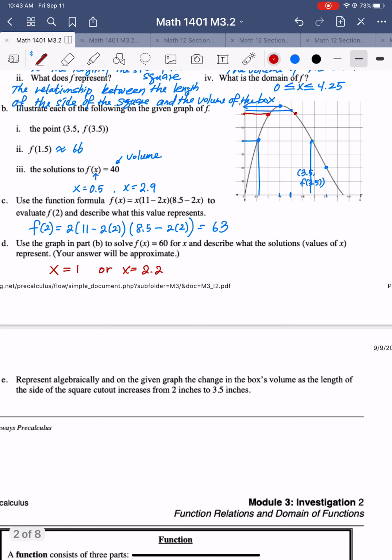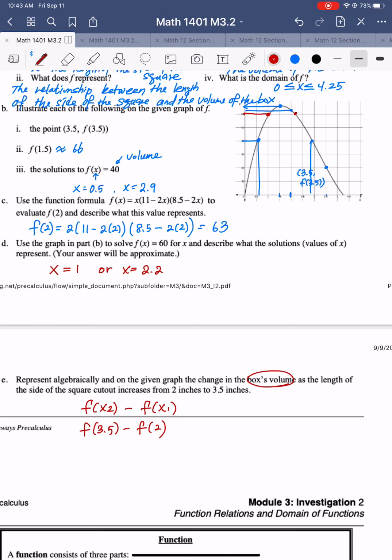And then part E: represent algebraically and on the given graph the change in the volume of the box. So it should be f of x2 minus f of x1, right? Two different x values. As the length of the side of the square cutout increases from 2 inches to 3.5, it becomes f of 3.5 minus f of 2. And then that will be the algebraic expression.